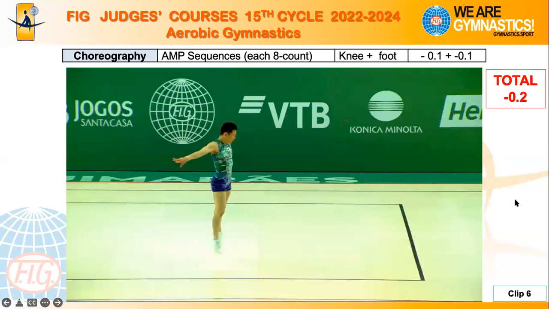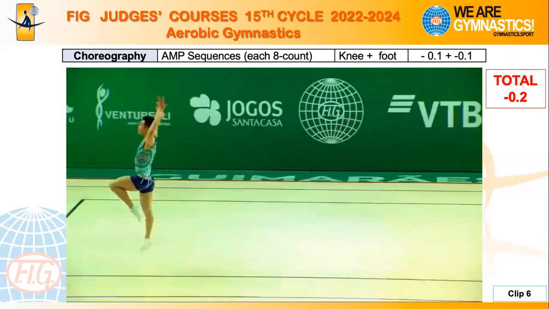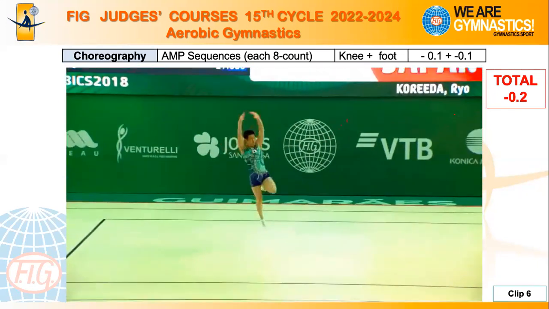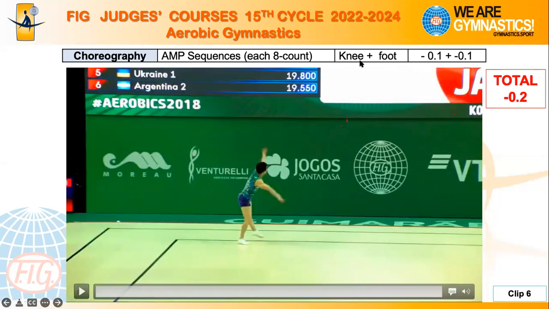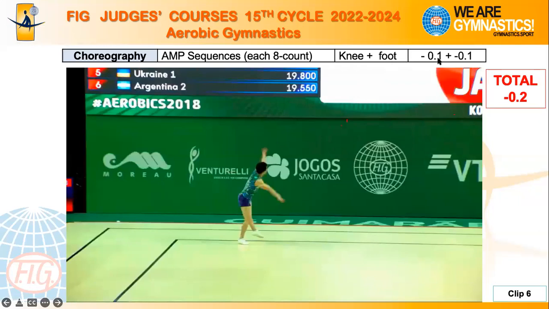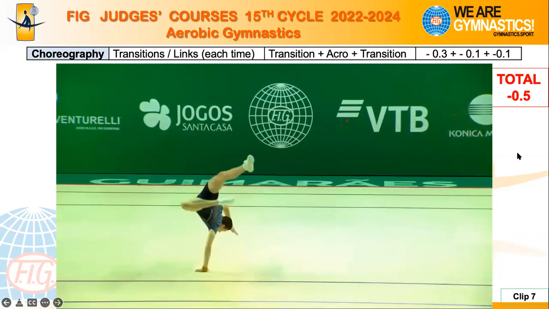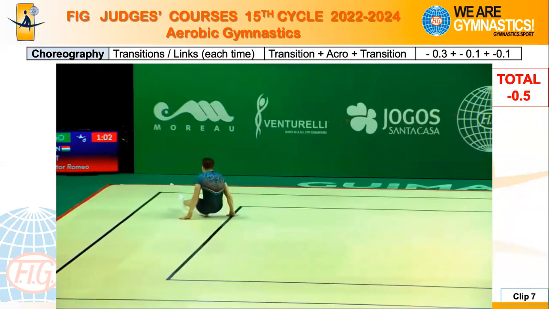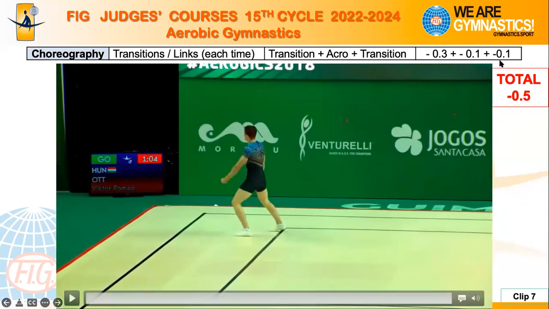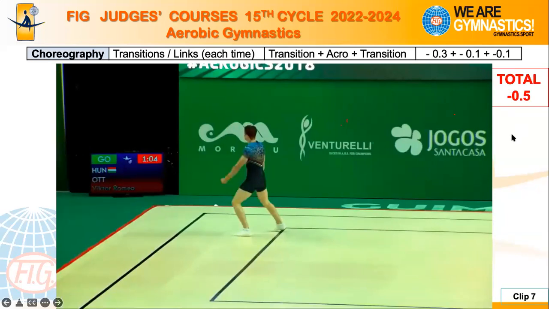Now, choreography. For example, A and B sequences, just 1, 2, 3, 4, 5, 6, 7, 8. You can add unclear knee lift, knee position, and foot position. You can add sequences each count, but within each count, you go 1 plus 1. Okay, for transitions and links each time, and this one is transition plus acro plus transition, medium, small, small. Each time, acro and last transition. And then this will be total 0.5. You can't add the scores, okay?